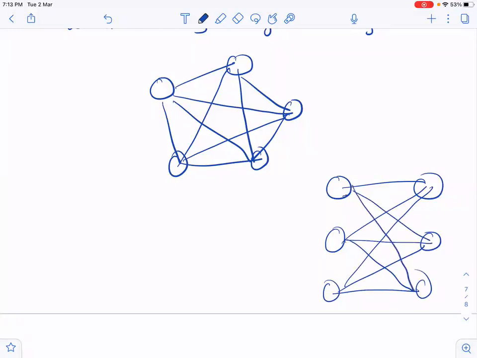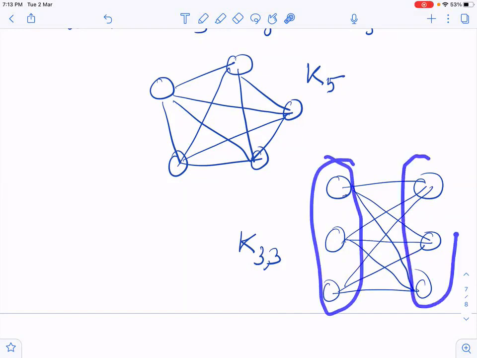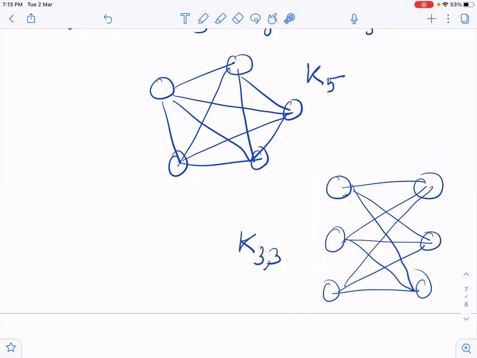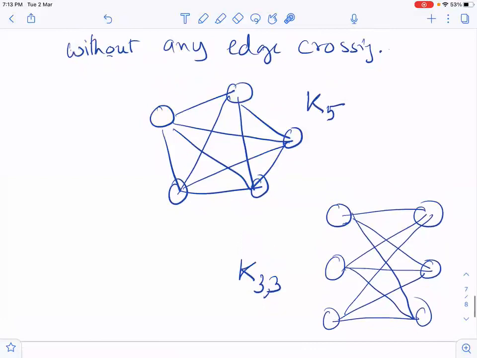See, this graph is what is known as the K5 graph, because it's a complete graph on 5 vertices. And this graph is what is known as the K3,3 graph. It's a bipartite graph with 3 vertices on each side, and it's a complete bipartite graph because every vertex on the left-hand side is connected to every vertex on the right-hand side. Proves that these two graphs are not planar.